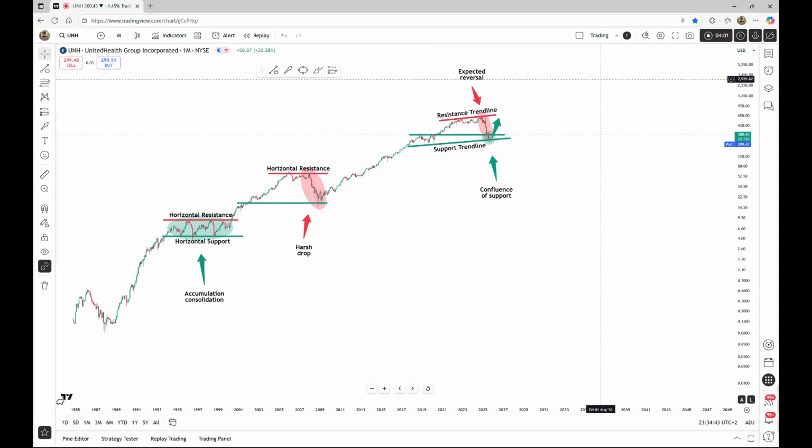The moment United Health actually manages to create bullish confirmation and initiates the parabolic move, I will immediately update this analysis, so make sure you check back frequently.